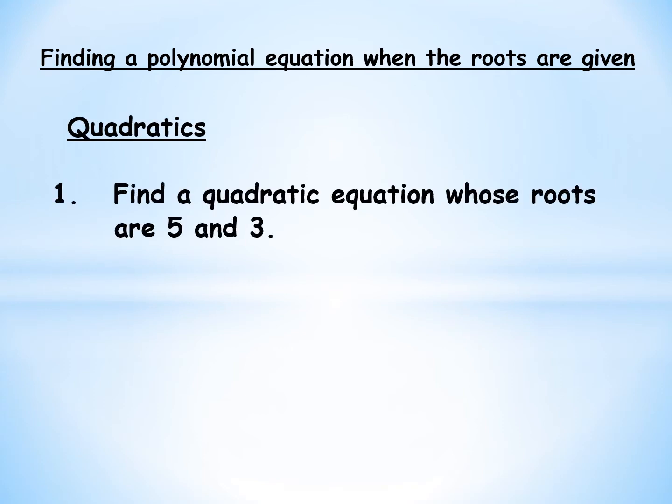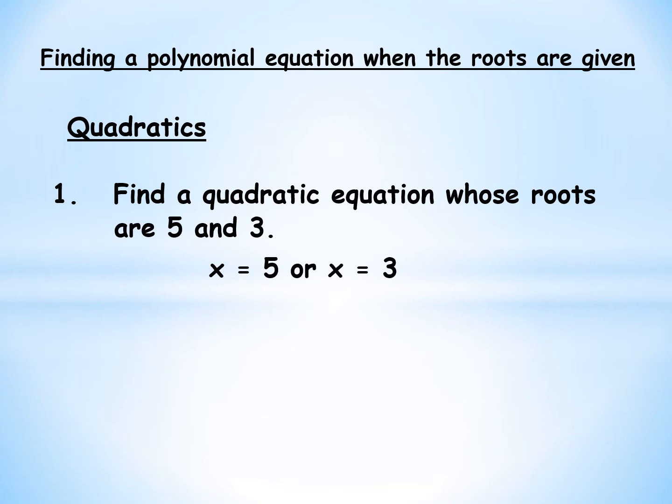All right, today we're going to talk about finding a polynomial equation when the roots are given. So let's start with quadratics. If you had a quadratic equation whose roots are 5 and 3, this is sort of like working backwards now. Normally I give you the equation and I ask you for the answers, but now we're going to work backwards. I'm giving you the answers and I want you to write the equation.